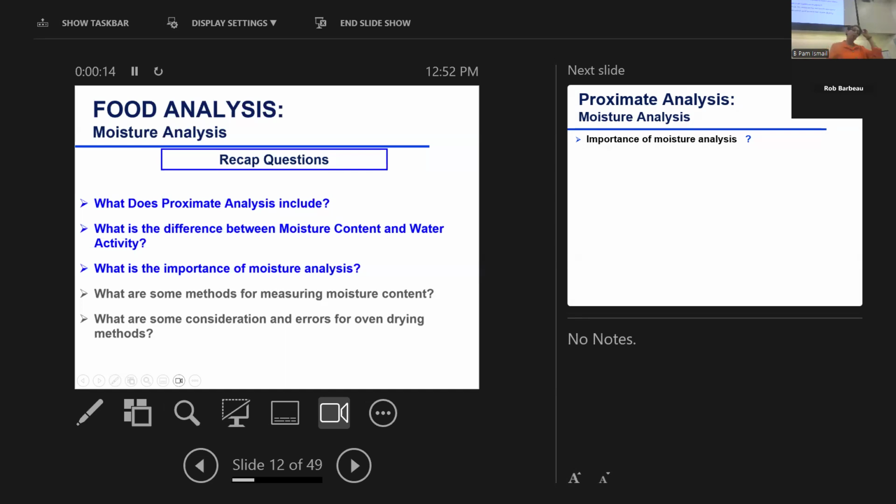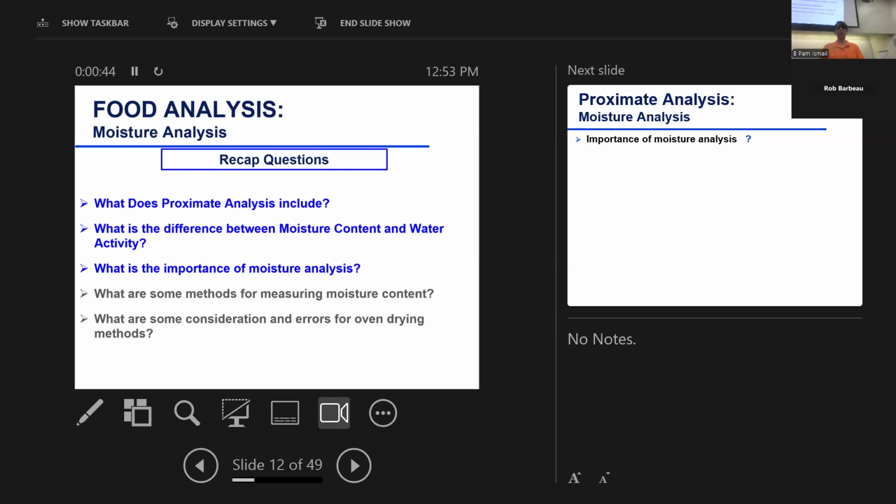Okay. Let's try to finish moisture analysis. Recap where we left off. What does proximate analysis include? Tina? Ash, moisture, protein, fat. How do we determine carbohydrate? By difference. Okay, very good.